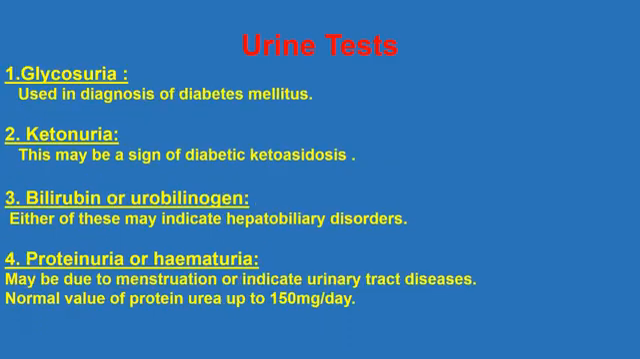Urine tests include: 1. Glucose in urine. This test is used to diagnose diabetes mellitus. 2. Ketones in urine. When there are ketone bodies in the urine, this is an indication of diabetic ketoacidosis. 3. Bilirubin or urobilinogen. Either of these may indicate hepatobiliary disorders. 4. Proteinuria or hematuria may be due to menstruation or indicate urinary tract disease. Normal value of proteinuria is up to 150 mg per day.